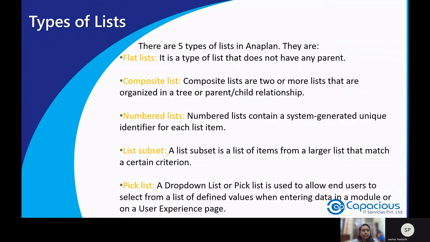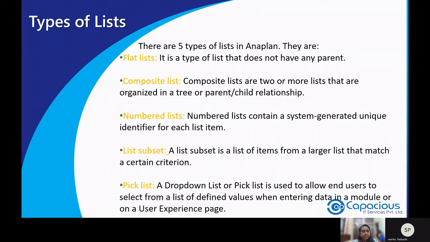In this way, we can represent the list by giving naming conventions to them. Next is types of lists. Here we have five types of list. First is the flat list. This flat list does not have any parent or connection between the items. Next is the composite list. In this, we have two or more lists that are connected as a tree, with a parent-child relationship.